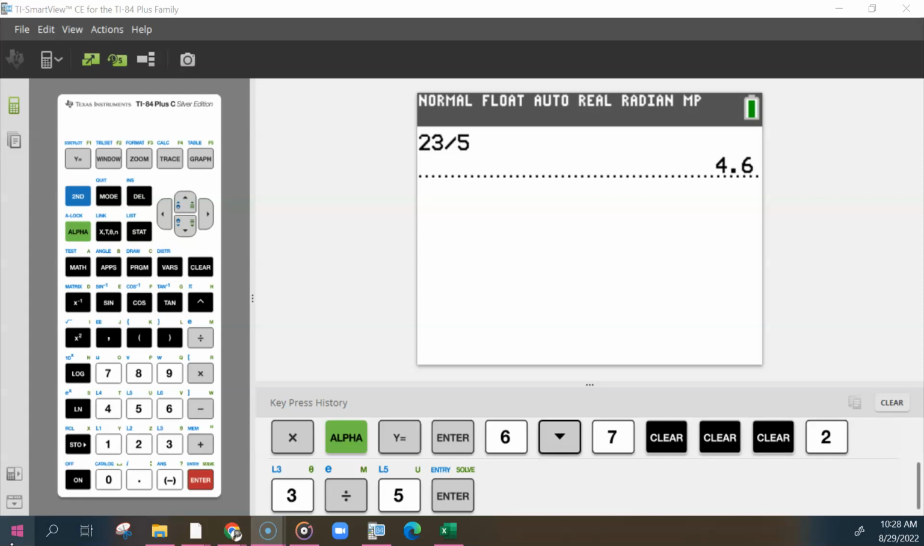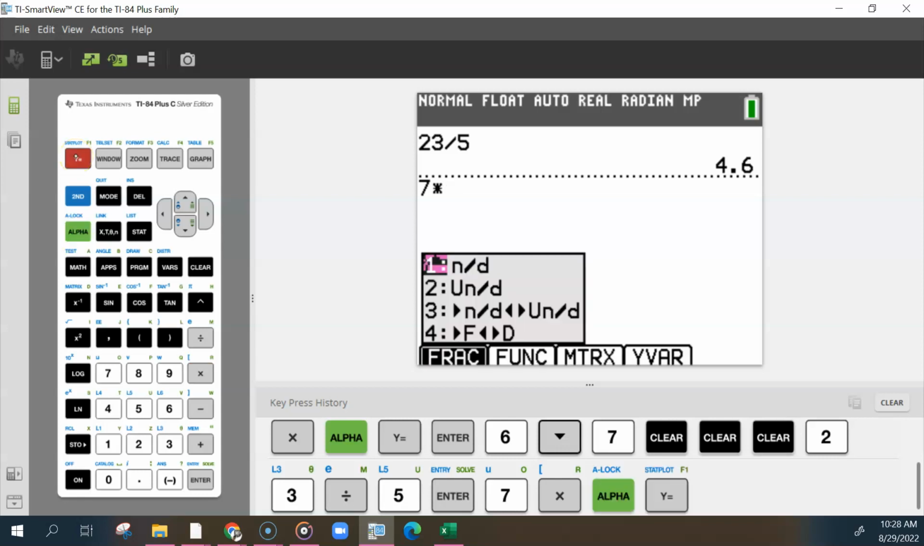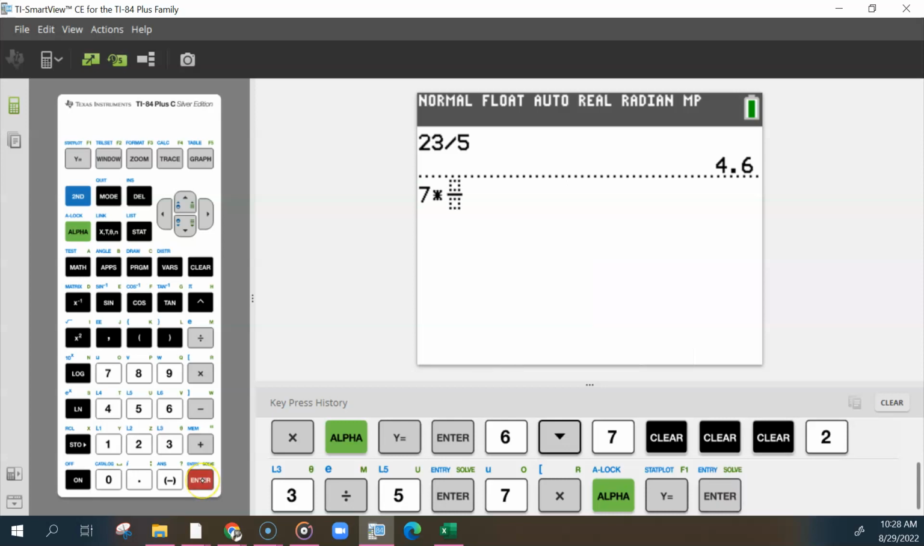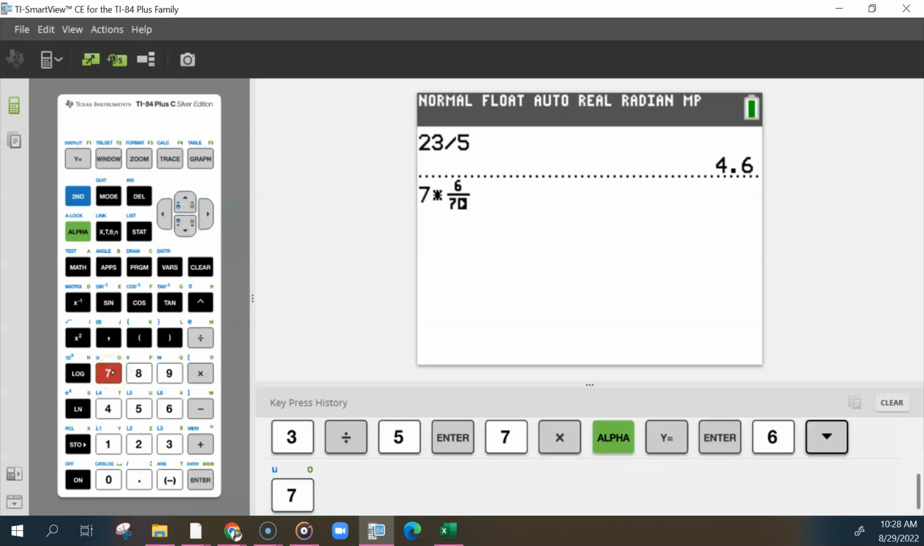To put fractions back in our calculator, I'm going to set this up 7 times, and then to get our fractions, we're going to go back to alpha y equals. Use that first one, the n over d, and then we can put in 6 over 7. So it's the first option? Yes, the first option, the n over d. So when you get there, you can hit 1 or you can hit enter, either or. What did we get for that answer?